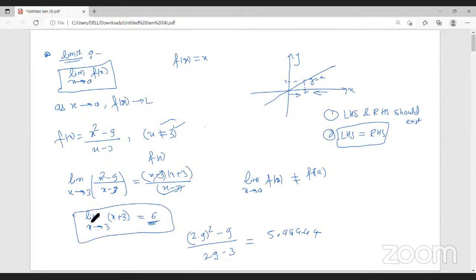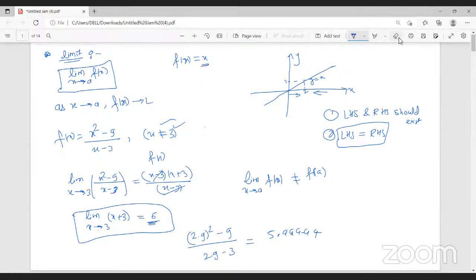Or never. No, not every time. Okay, so for this condition, you can say, right? After simplification, we can put the limit value like 3, because if you put 3 here, you will get 0 by 0, right? That is indeterminate form.